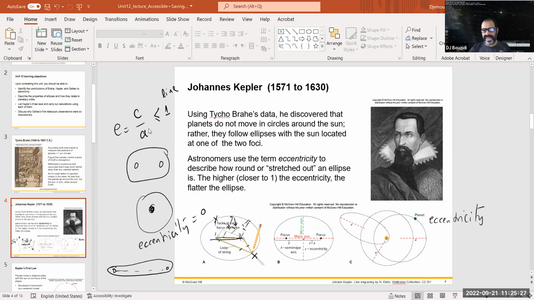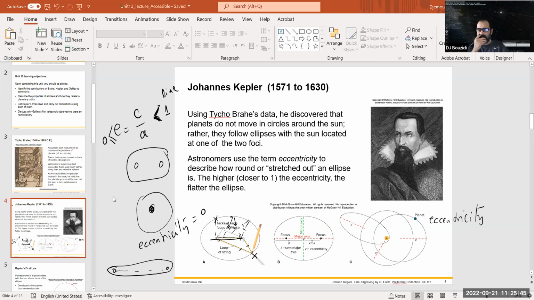That is not possible. That means the planet or the object would go straight into the sun. So it has to be less than 1 for a planet, for a physical planet. And at worst, it can be 0, as small as 0. For the case of the Earth, it's almost 0.